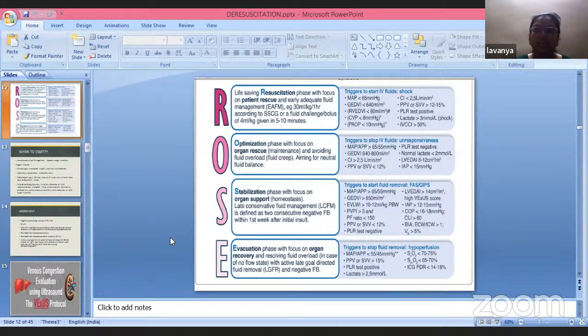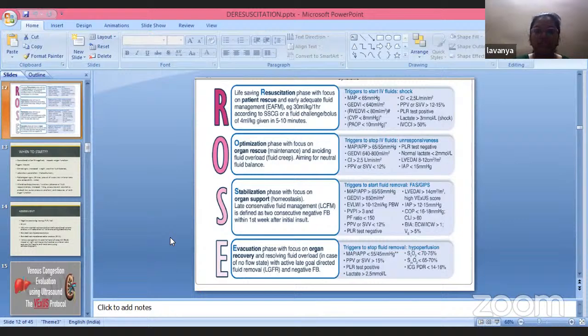So the triggers to start IV fluids we already know. The next phase is the optimization phase, where we are more worried about organ rescue. So here we have to avoid fluid overload. We have to aim for a neutral fluid balance. So when to stop fluids, again, similar thing, the dynamic parameters, keeping in mind the triggers to stop fluids. Our main concern for today's topic is the stabilization and evacuation phase.